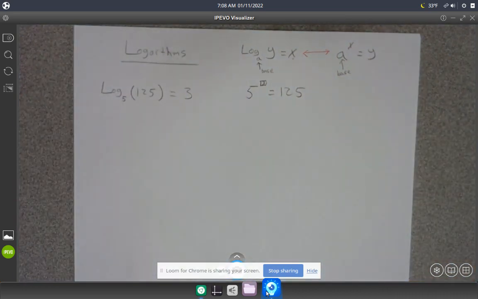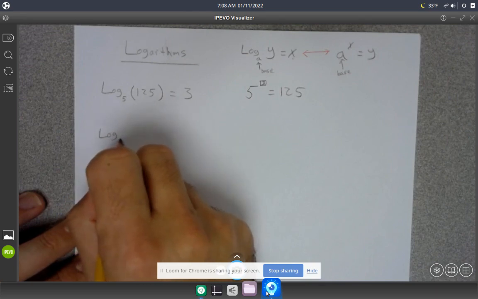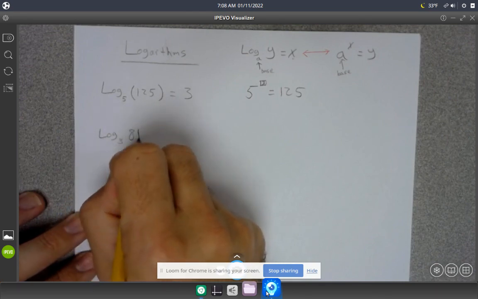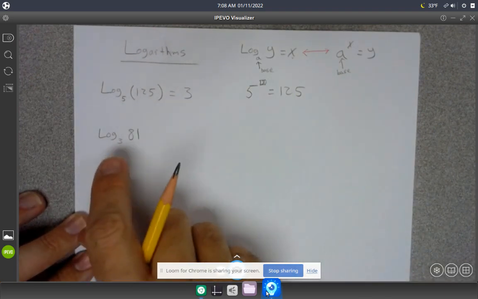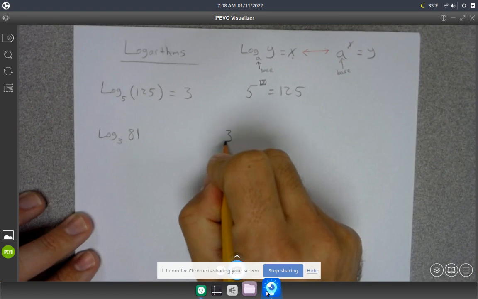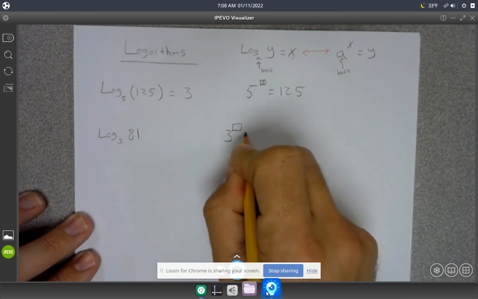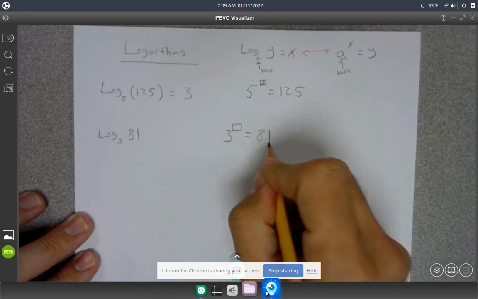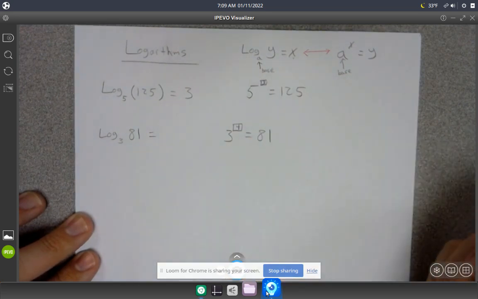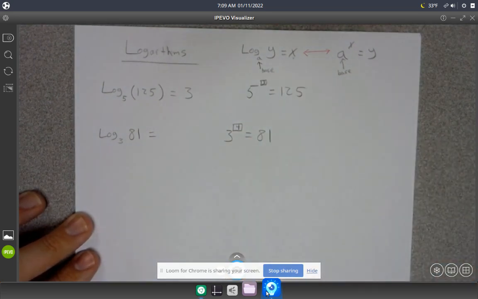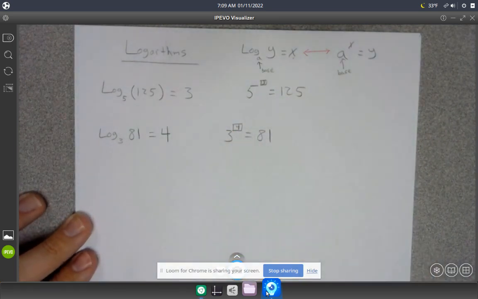Let's do a few more here. Log base 3 of 81. You don't always have to wrap it in parentheses, but often I do. So what this means is 3 to what power is equal to 81? Well, 3 to the fourth power is equal to 81, because 3 times 3 times 3 times 3 gives you 81. So the answer to the statement is 4.